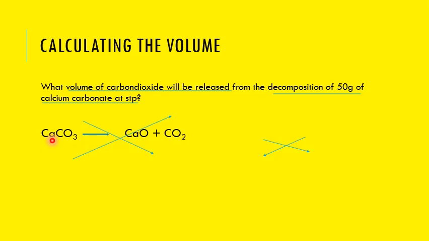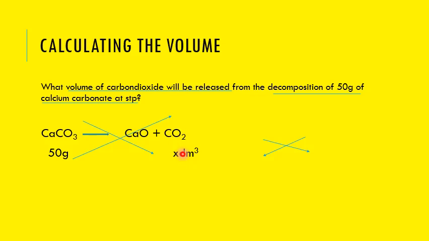All right, so I have 50 grams of calcium carbonate, and then I also have an X, which is what volume of carbon dioxide. So that's my X. Okay, and it tells me it will be released, so I know that that is going to be a product. So I'm going to put carbon dioxide as a product, and I'm going to put X cm cubed there.